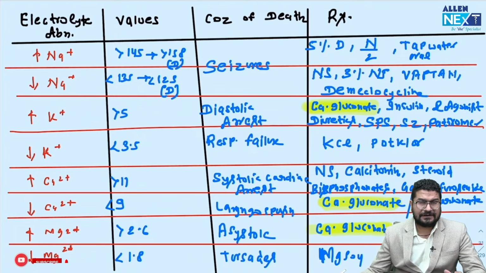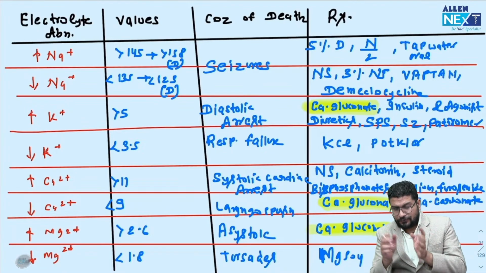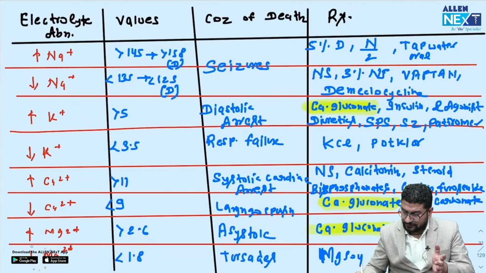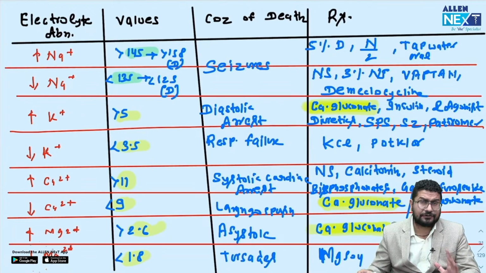Before the exam, about these different types of electrolyte abnormalities, again, they will frame a clinical case. So you have to remember these normal values as well. The normal value for sodium is 135 to 145. For potassium it is 3.5 to 5, 9 to 11 for calcium, and 1.8 to 2.6 for magnesium. This is something which you have to remember.